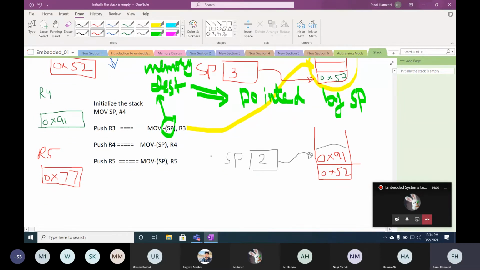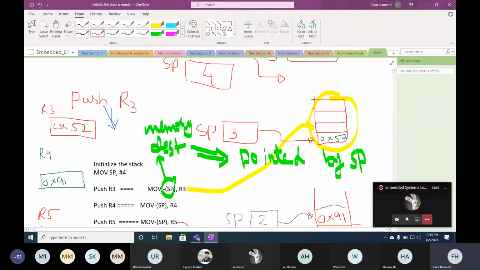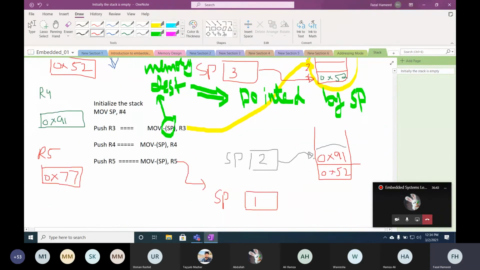After this instruction, first the stack pointer will be decremented. What will be the value of the stack pointer? 1. For this example, I am assuming that each word size consists of 1 byte. Is that right? For this example, my assumption is a little different from our architecture. So the locations are 0, 1, 2, and 3.